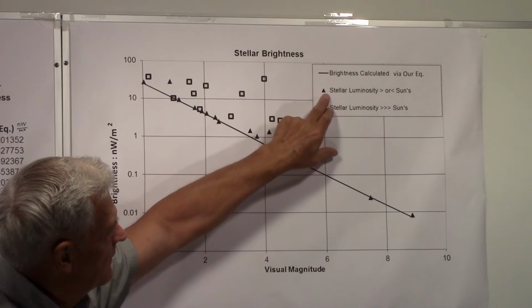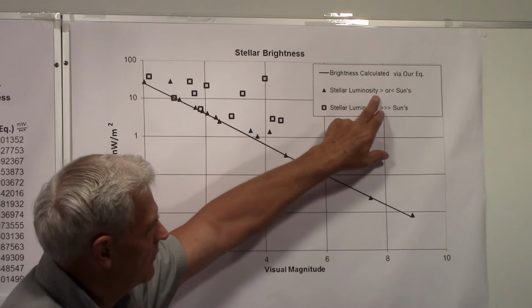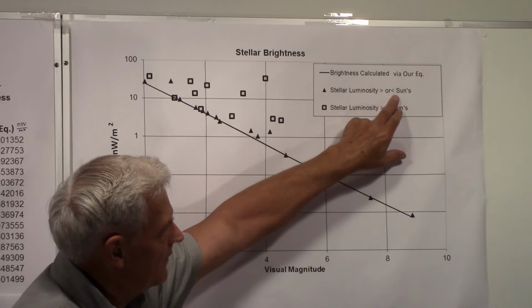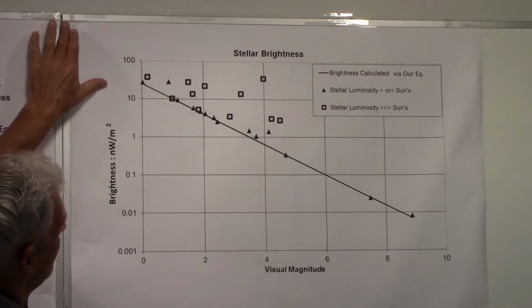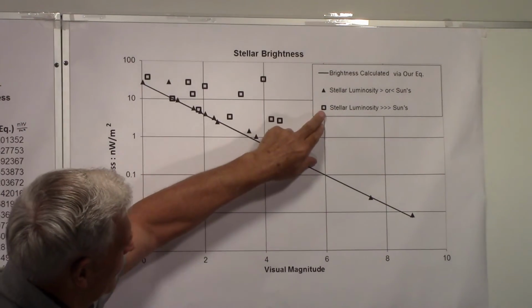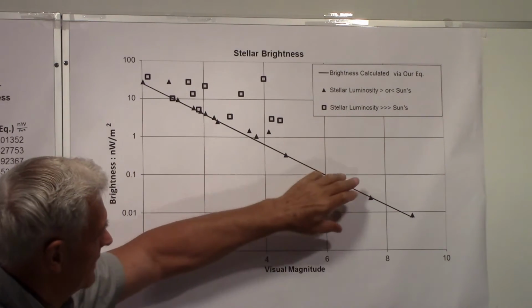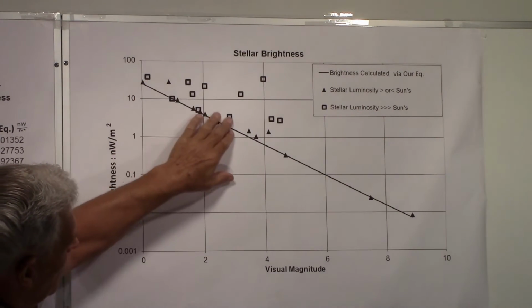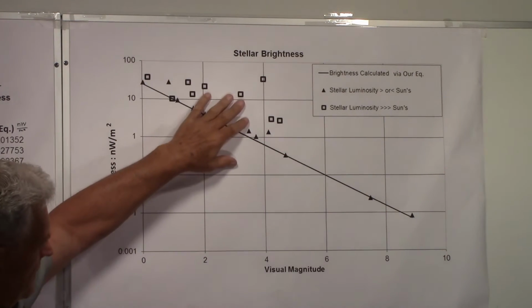The triangular shaped dark ones are for stars with a luminosity greater than or less than the sun's. And the square is for stellar luminosities that are much, much greater than the sun. And you can see the triangle ones fit pretty much on our curve, and the square ones don't.